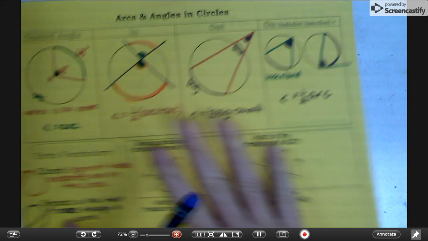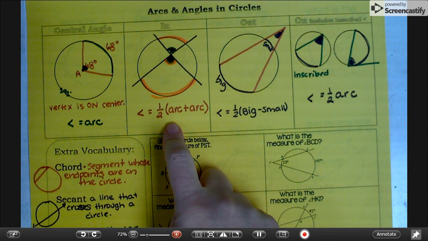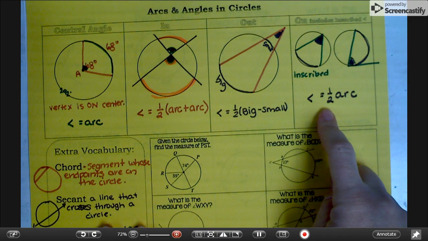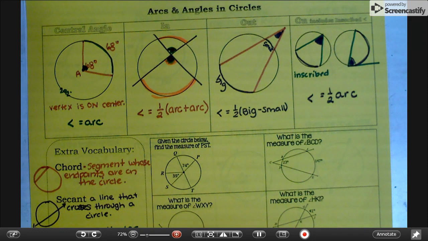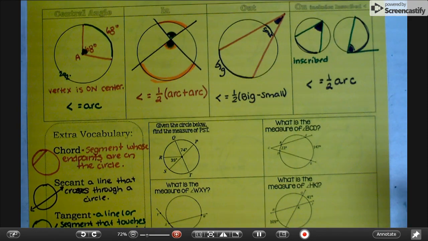Okay? So these are all similar. Central angle is angle equals arc. Angle equals 1/2 arc plus arc. Angle equals 1/2 big minus small. And angle equals half of the arc. This needs to be memorized. This isn't something you're going to get a formula for. You just need to remember these relationships. So now I'm going to show you a couple examples.